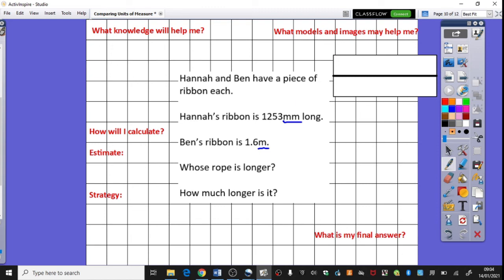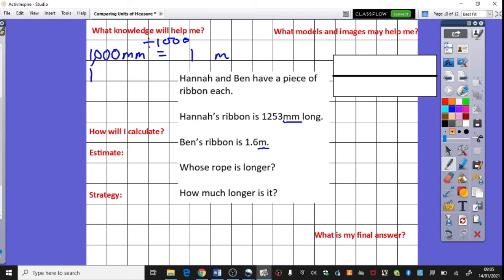Now we haven't touched too much on this, going from millimetres into metres. Well, what I can tell you is when I go back to my diagram, if I know that going from millimetres to centimetres is dividing by 10 and centimetres to metres is dividing by 100, altogether that's actually dividing by 1,000. So in 1,000 millimetres there is 1 metre.